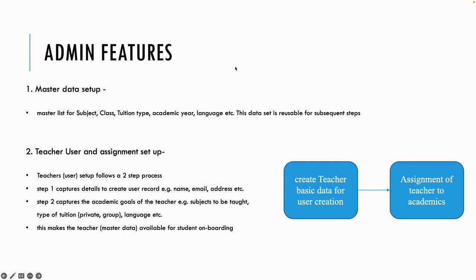Second is setting up a teacher as a user and teacher assignment. Teacher setup follows two-step process. Step one, we capture all the details to create a teacher record like name, email address, etc. Step two, we capture the academic goals of the teacher, example subject to be taught, type of tuition like private, group, language, etc. This makes the teacher available for student onboarding.